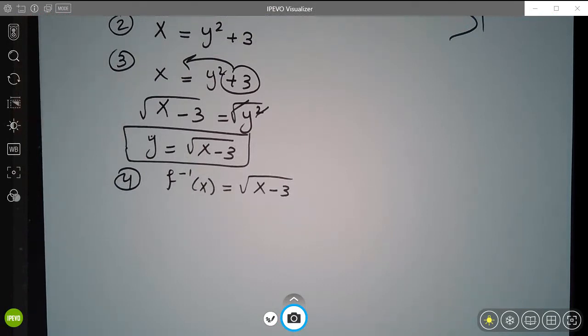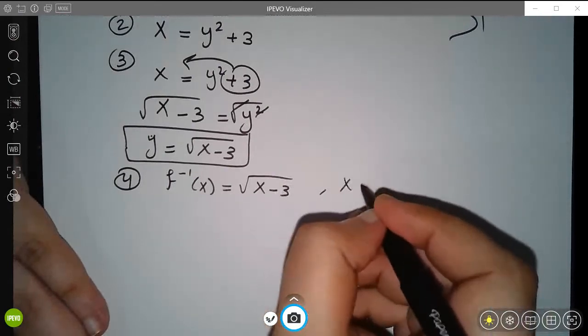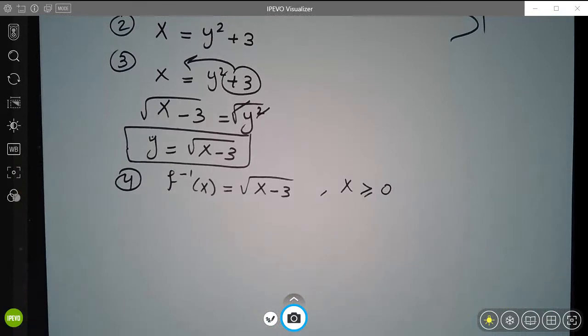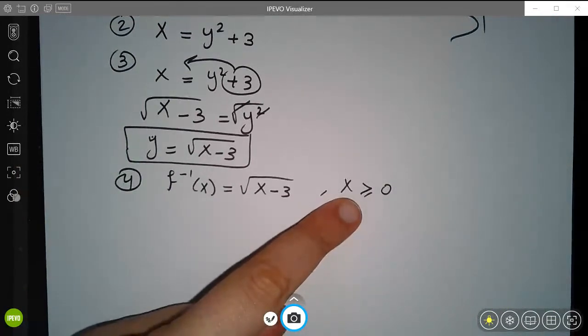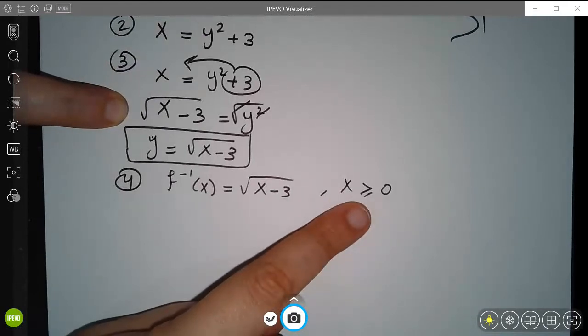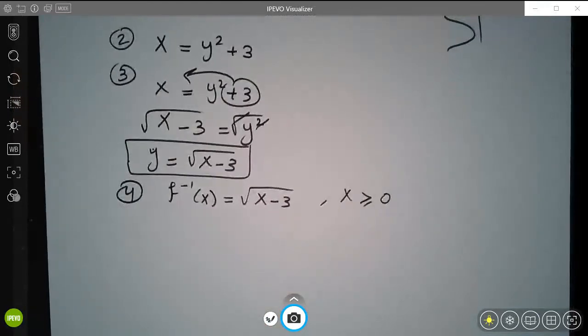So why didn't I do it here? Well, the answer is easy. It's because when we started solving, we initially said that x has to be equal to or greater than 0. By saying this, I eliminated the negative possibility. So I can't write positive and negative. It has to be positive. Otherwise, it's not within the domain I'm talking about. Make sense? But yeah, that's the inverse.